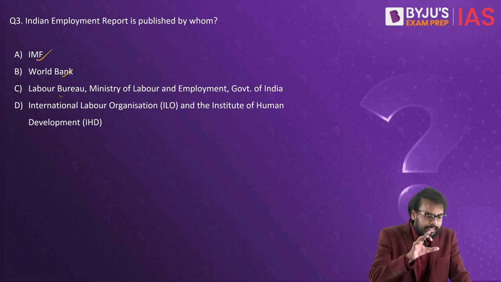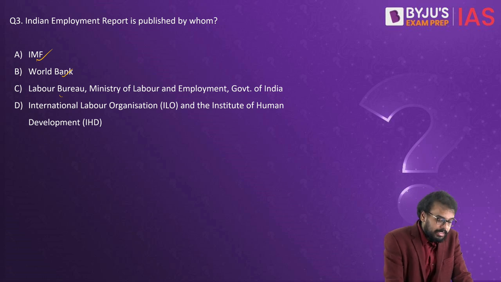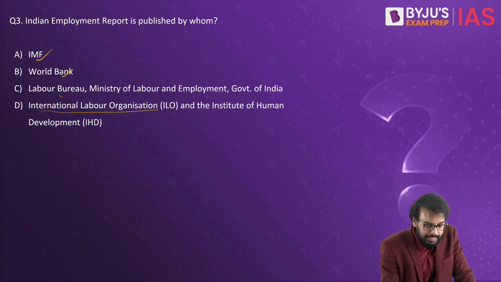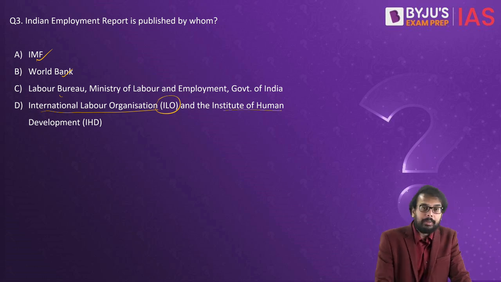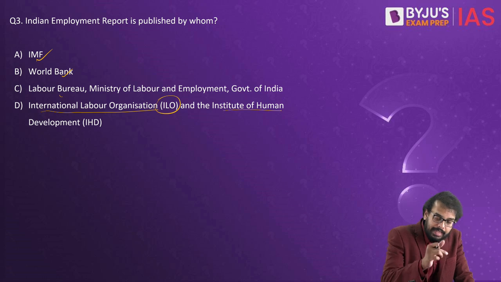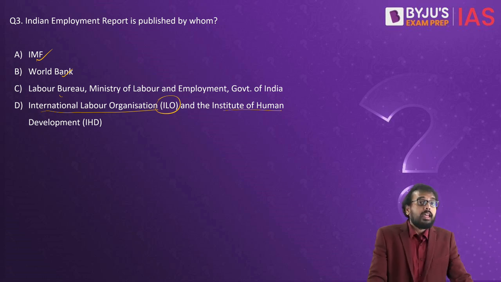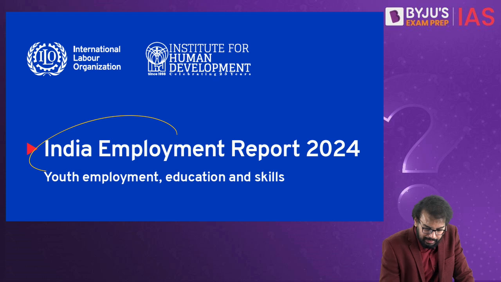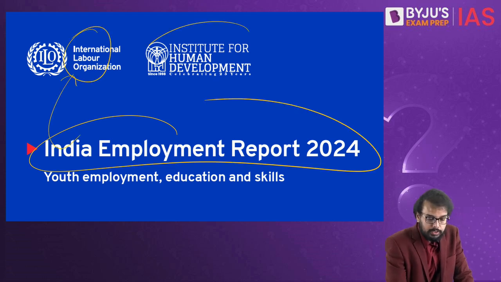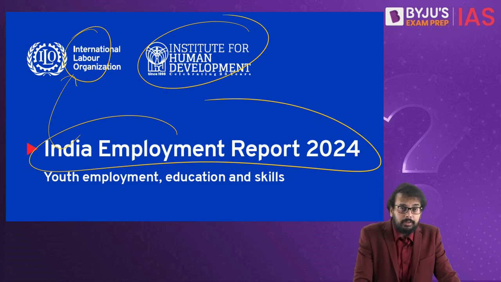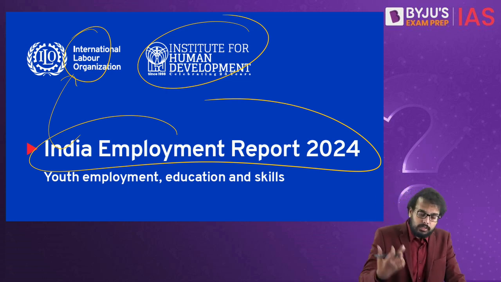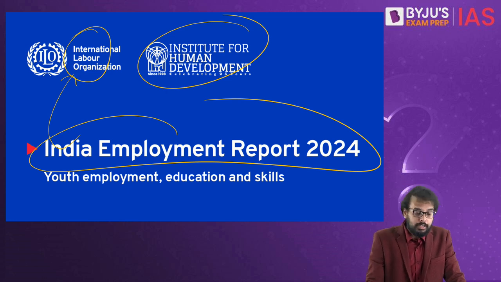What do you think? This Indian Employment Report is published by the International Labour Organization, ILO, and the Institute for Human Development. It is a jointly published report. Both of them jointly published this report. From a UPSC perspective, if you analyze the previous year questions, there are so many questions on reports. So you should know which organization publishes what kind of reports. Again, the Indian Employment Report is published by ILO and the Institute for Human Development.